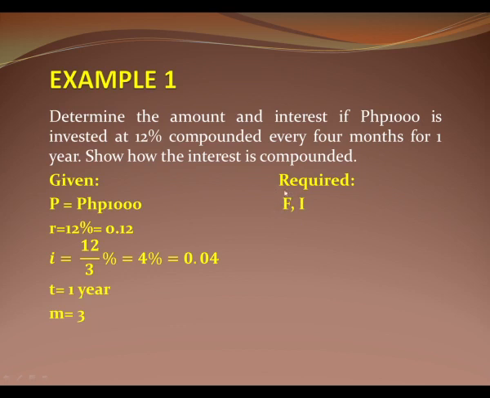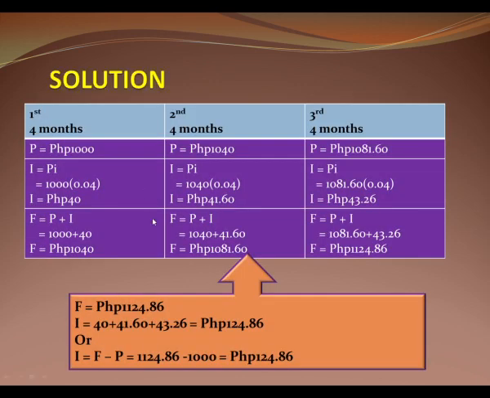Now, compound amount refers to the final value for the compounding interest. So every conversion period has a final value, and then at the end of the transaction the final value is the final compound amount. And the compound interest, I, refers to the sum of all the interest every conversion period. So as for the solution, this is how the interest is compounded every conversion period.